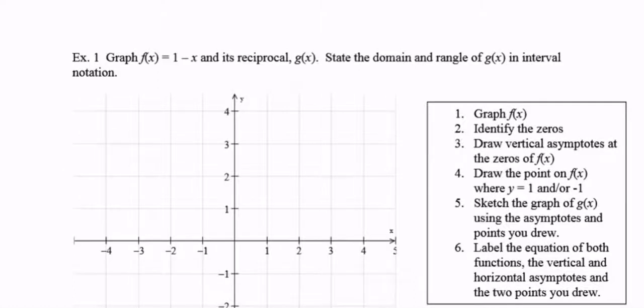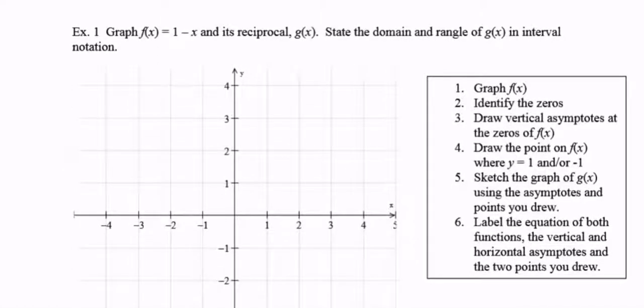So the first thing it says here is: graph f of x equals 1 minus x and its reciprocal g of x. State the domain and range of g of x in interval notation. Okay. On the right here, I've indicated some of the rules, some of the steps. You're going to use that as your go-to every once in a while when you're doing this.